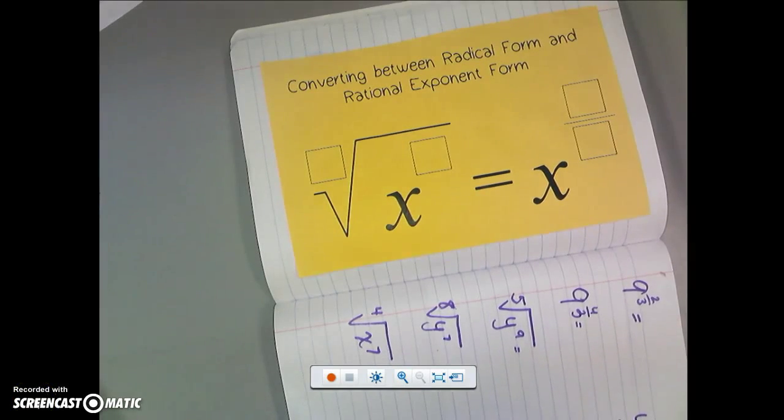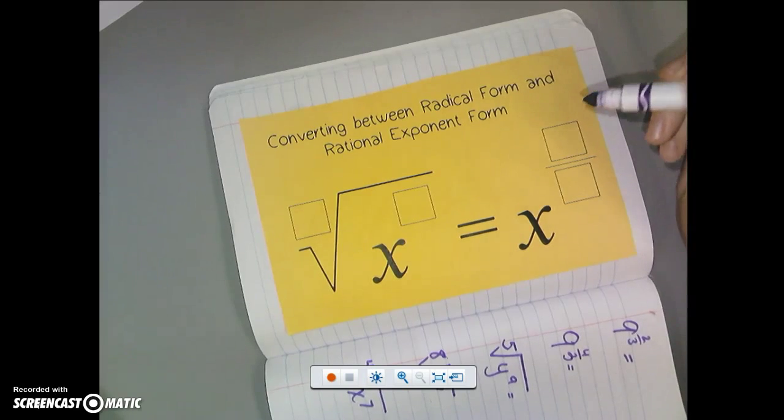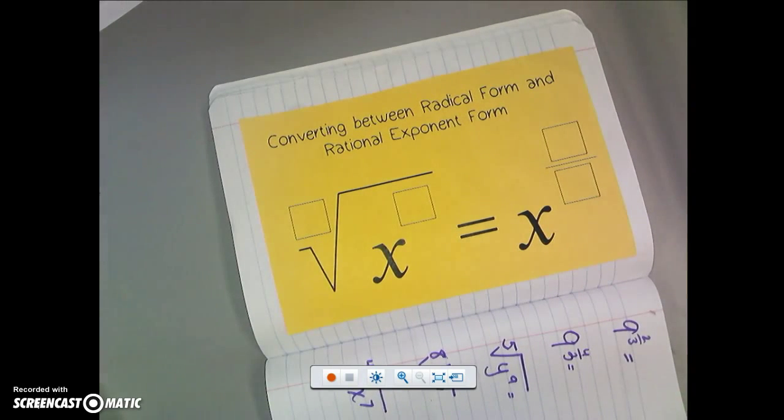All right, today we are going to be converting from radical form and back to rational exponent form. This is our last lesson with our radicals before we take our test. And it's kind of one of my favorites because you get to sing a song.